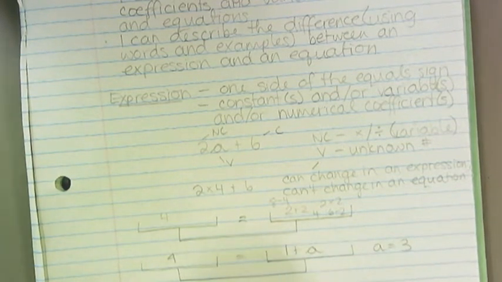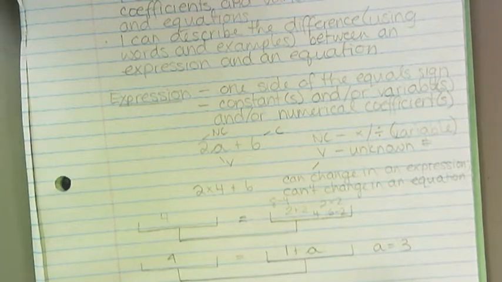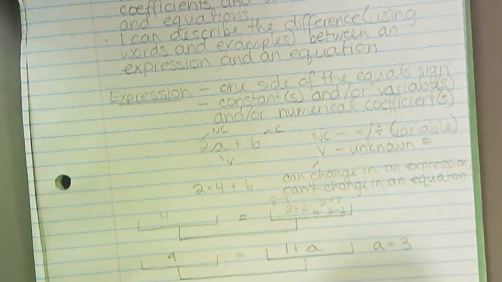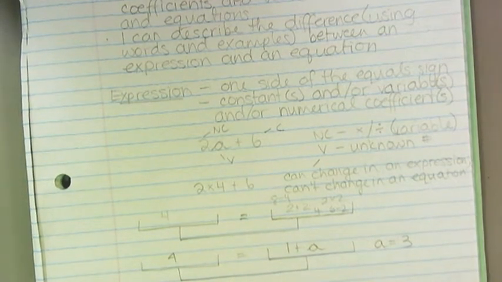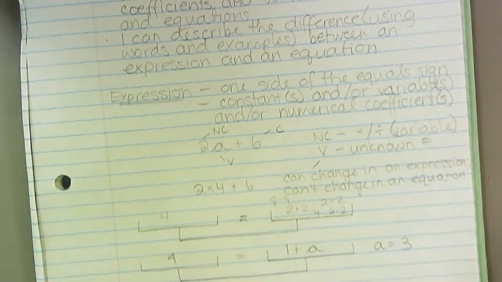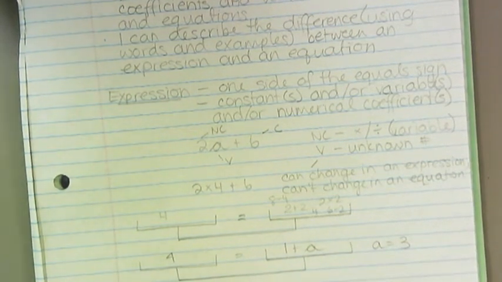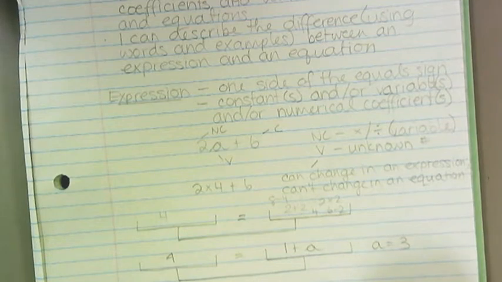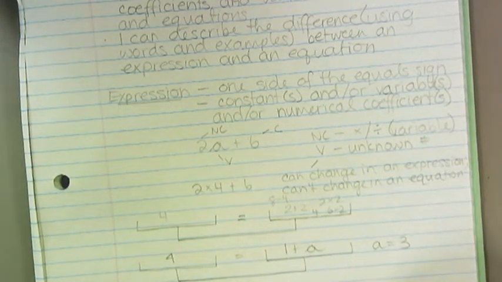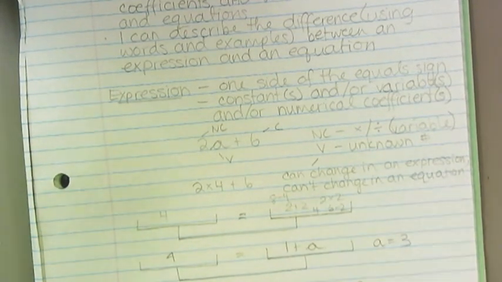So I can have 1 plus a, and I can replace a with anything. I could have a equals 1, and in this case, what would my answer be? What would the other side of my equation be? 2. Okay, so then I would have an equation that is 1 plus 1 equals 2. If a equals 4, what's my equation? 1 plus 4 equals 5. Okay, notice we have to have that balance.